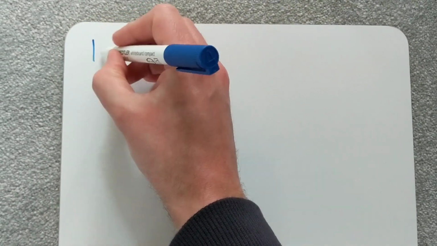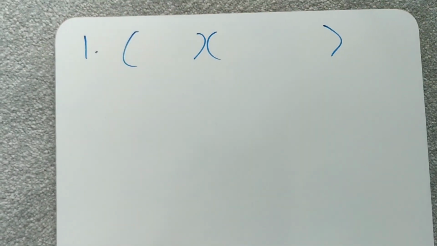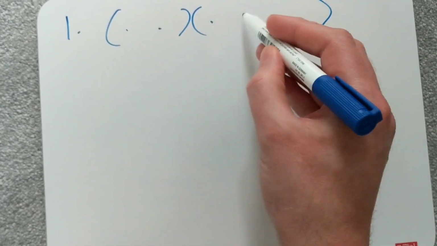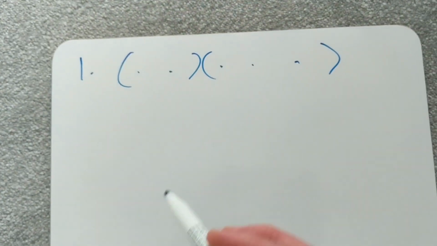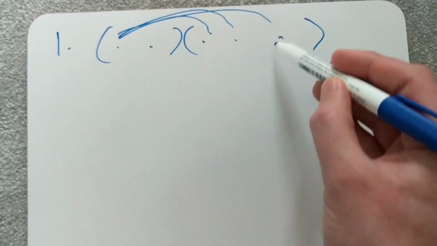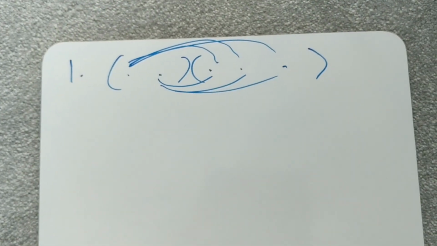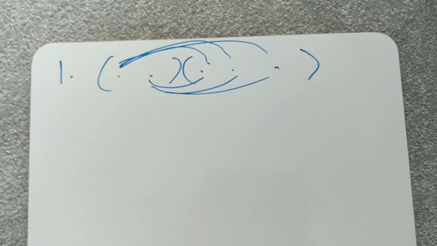Question 1 is multiplying out the brackets. So you've got two sets of brackets. There's two things in this one and there's three things in this one. So remember, you want to multiply out that times that, that times that, that times that, that times that, that times that, and that times that. And just be careful with your powers.